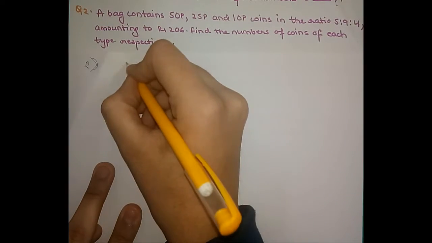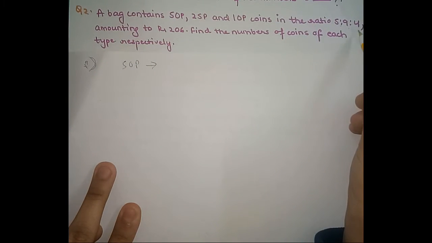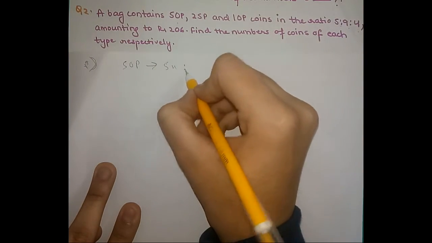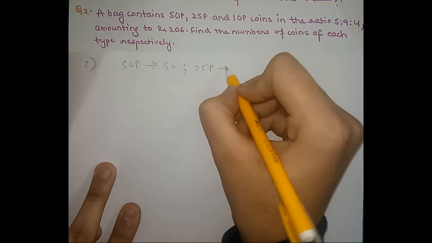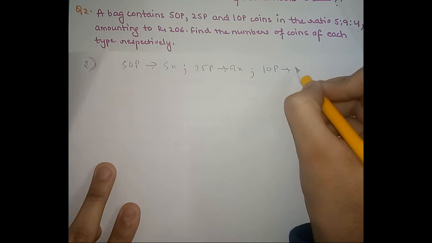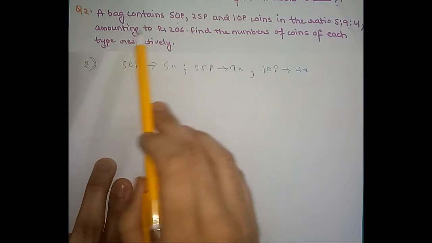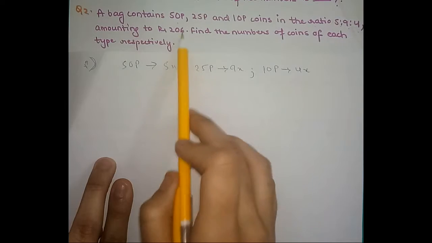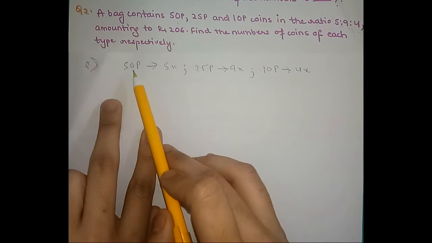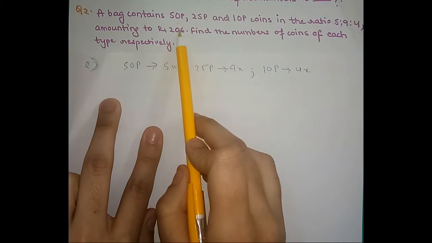it as, since the ratio is 5:9:4, let 50 paise coins be 5x. In a similar way, your 25 paise coins will be equal to 9x, and your 10 paise coins will be equal to, say, 4x, right? So we can frame the total number of coins in this way. Now these coins are amounting to rupees what? They are amounting to rupees 206. So amounting to 206, that means 50 paise coins are amounting to 50 paise and 25 paise and 10 paise coins are amounting to 206.